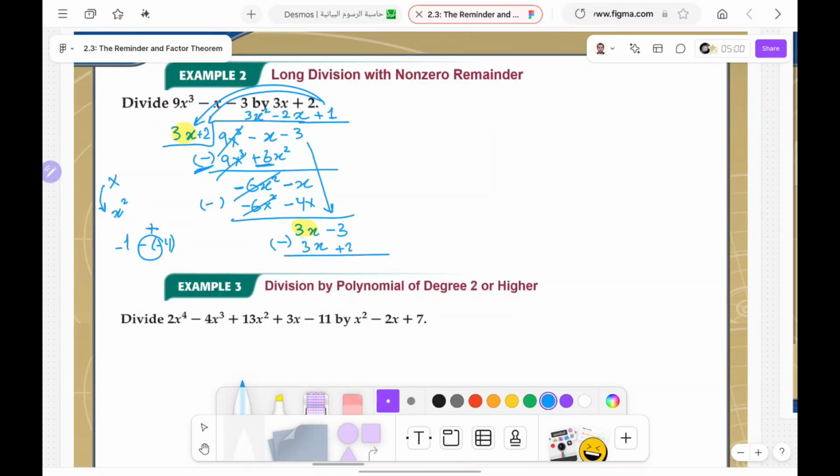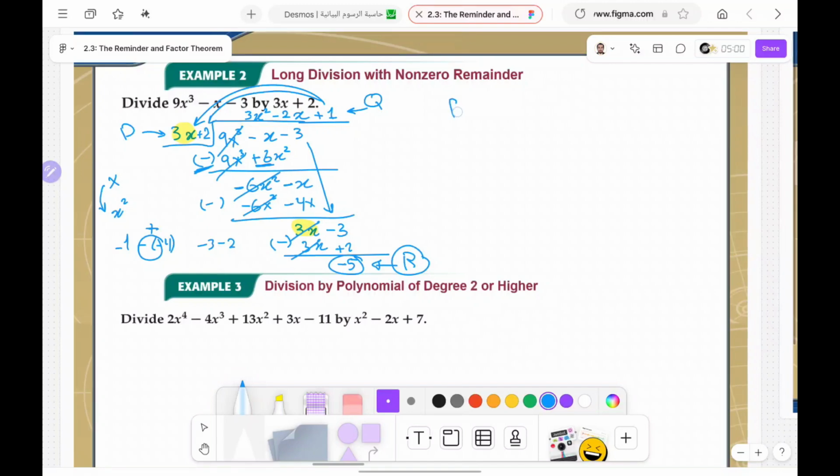Now we put the minus, so 3x minus 3x cancel. Now negative 3 minus 2 is equal to negative 5. So this is the answer. Now after I report the answer, as you can see, I have a remainder. This one here is considered the remainder, right? And I have here the quotient. This one is the quotient, and this part here is the divisor.